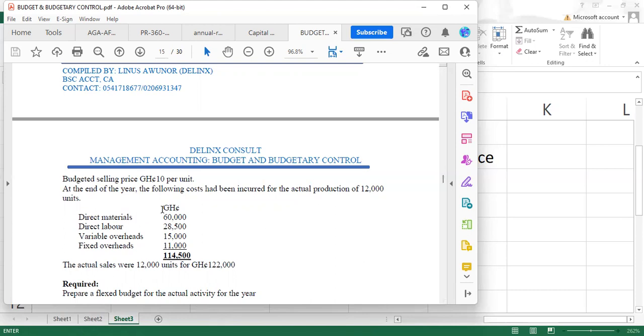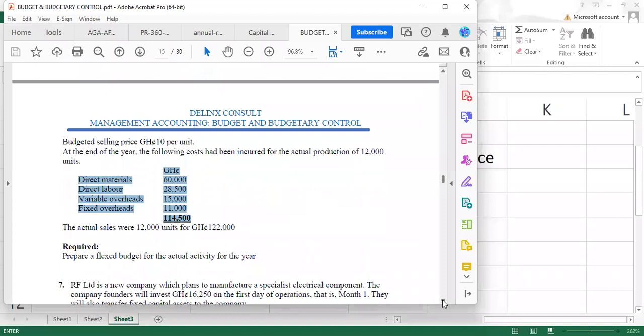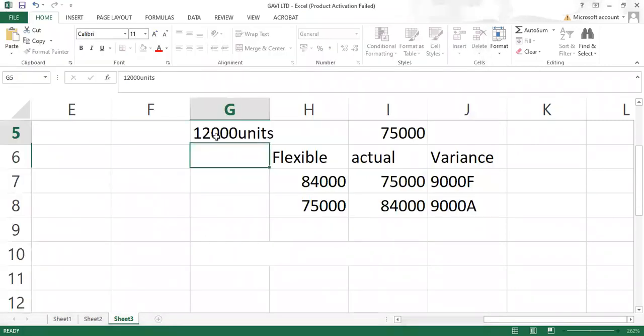So the costs given to you over here are the actual costs, isn't it? Yes. So you have to find your flexible budget, which is a flexible cost, to compare with the actual cost here. Let's move on. The actual sales were 12,000 units for 122,000 cedis, required to set a flex budget for the actual activity for the year. Okay. So let's come here.